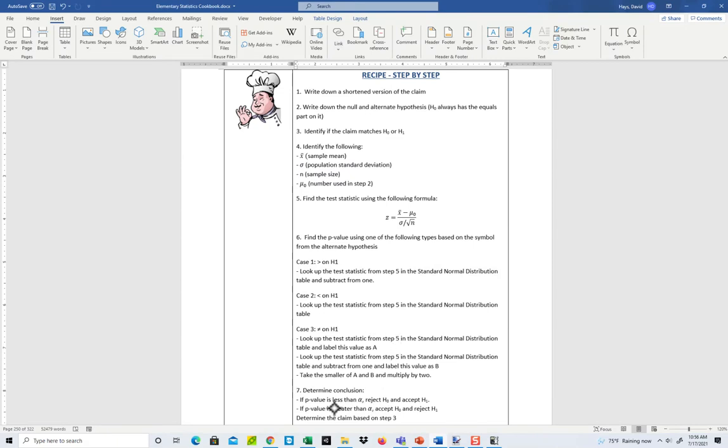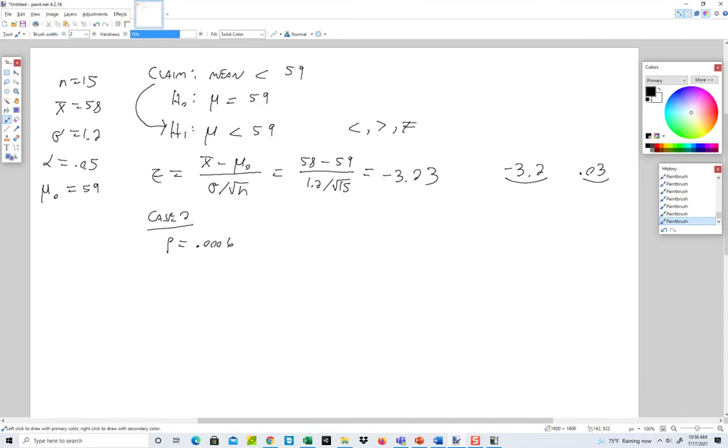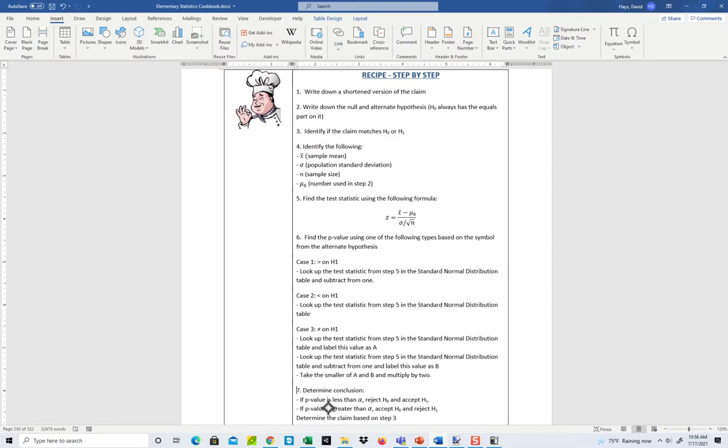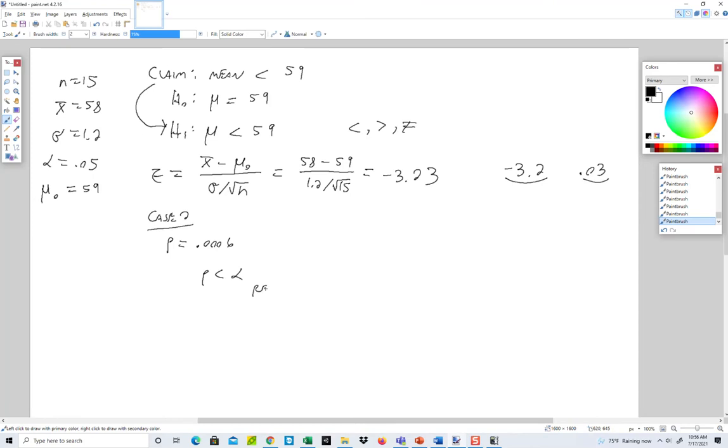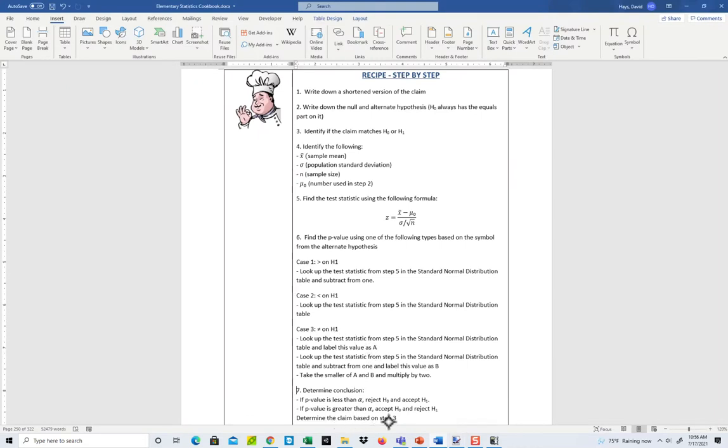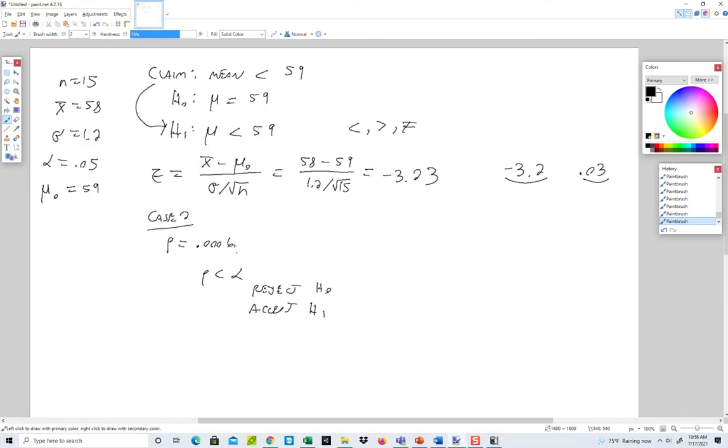Then step 7, compare that to alpha. Alpha is 5%. Obviously, p is less than alpha. So let's see what this says. If p-value is less than alpha, it says reject H0 and accept H1. So we're going to reject H0, and we're going to accept H1. Then it says determine a claim based on step 3. Well, up here we identified our claim matches H1, so whatever we say about H1 is what we say about our claim. We accepted H1, so it means we're going to accept our claim.